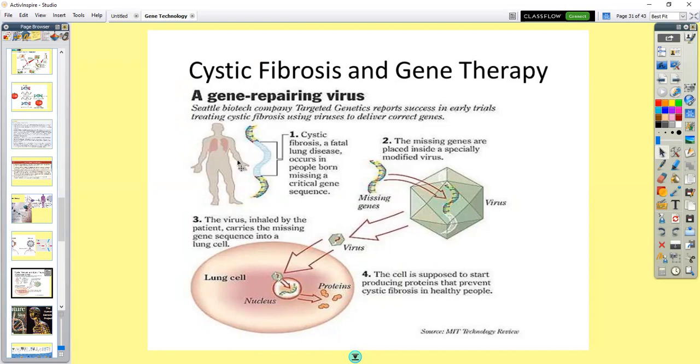Unfortunately, gene therapy is a partial cure, because every cell in the person's body, or certainly in their lungs, would have that gene missing. So as the cells replicate, more of these will replicate with the missing gene, so therefore it's only a partial cure.